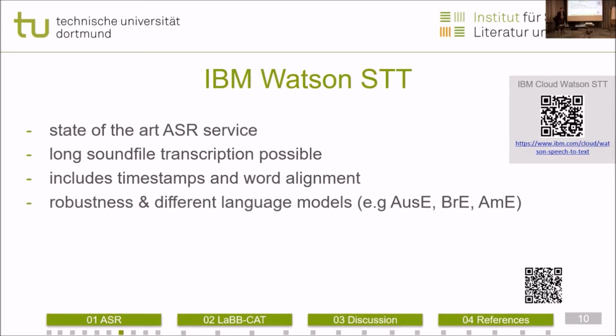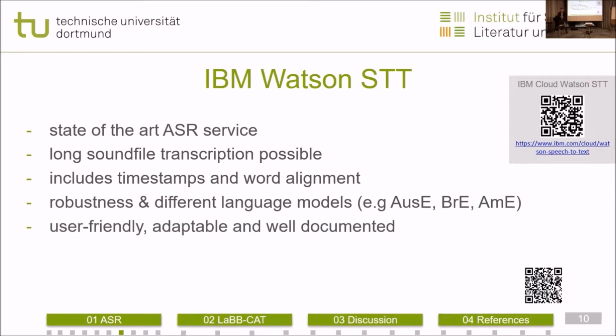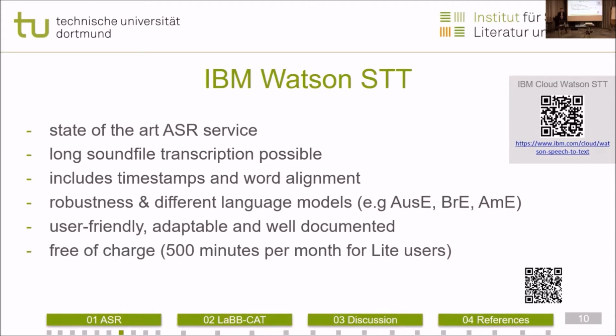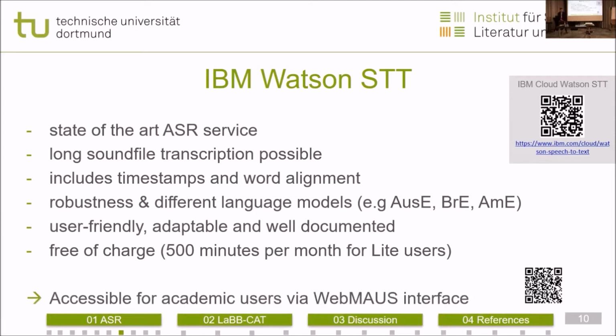There are different language models that we can use for that. At the moment, we've got Australian English, British English, and American English. It's relatively user-friendly and adaptable as well, and it is, of course, well documented. It's also free of charge as soon as you've got a lite license. You can use up to 500 minutes per month for transcription for free, and above that, they charge you something like 0.01 cent or so. It is also accessible for academic users via the web interface, and that is exactly what I would like to show you right now.